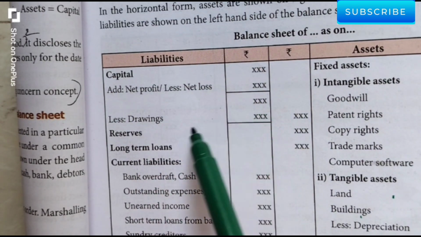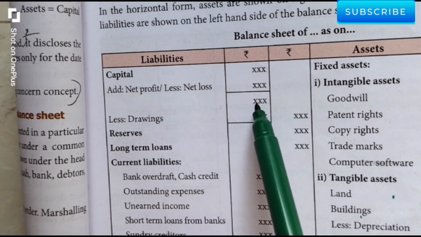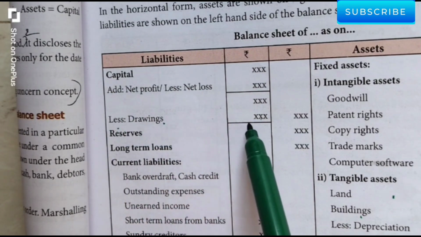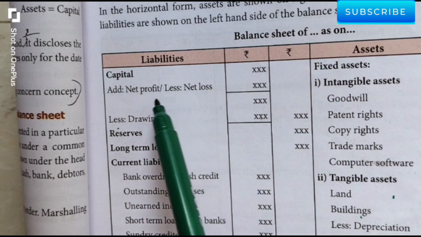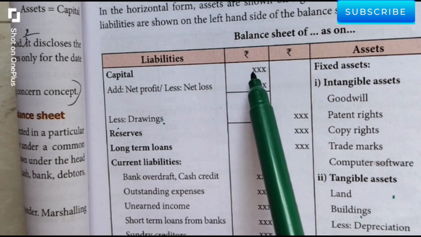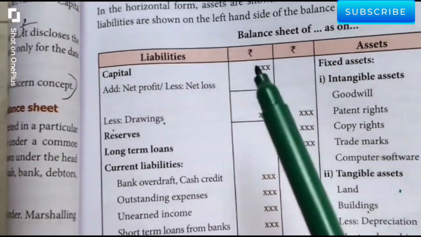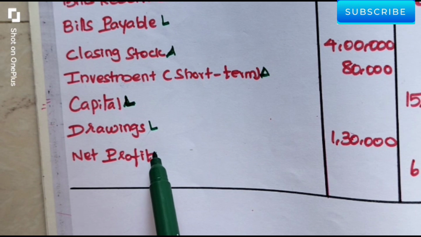Here you have to list drawings after the calculation of the capital. Okay, you have to list drawings. So under the heading of capital, you have the addition and subtraction calculation. So you have to enter the capital amount in the inner amount column. Okay, so net profit goes under the liability side, under the heading of liability side.